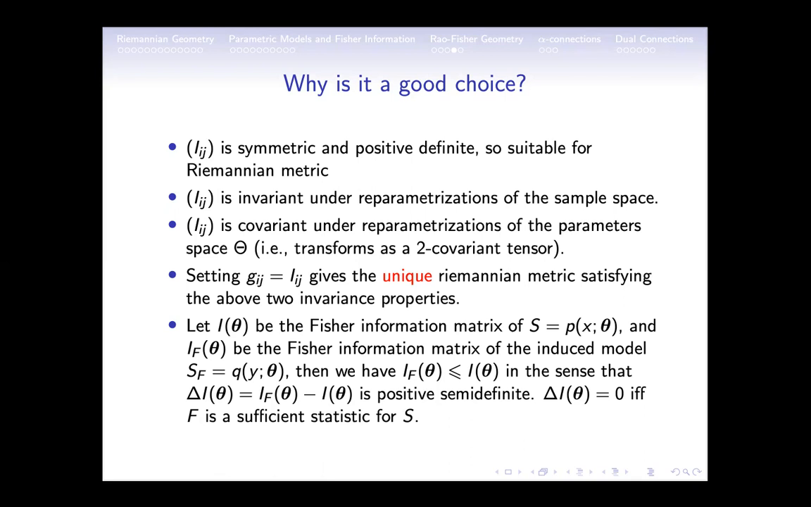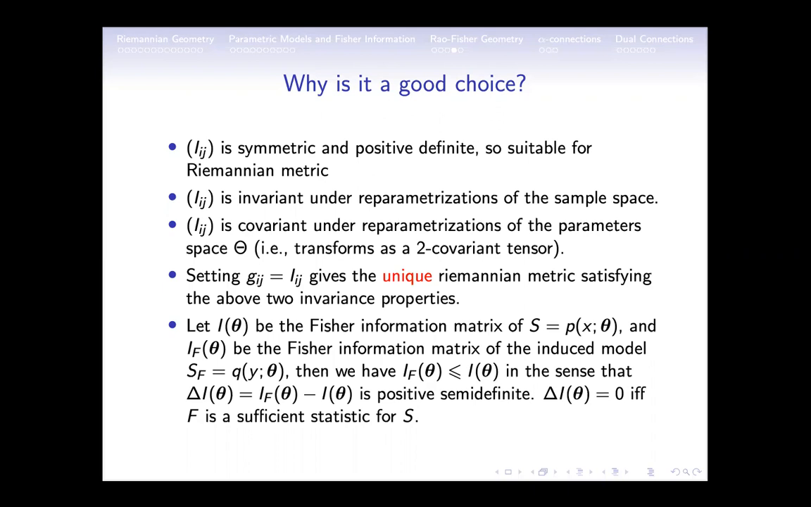If you take any induced model, the information matrix will be lesser than that of the original model, and the equality will hold if and only if F is a sufficient statistic for S. For those who are not comfortable with sufficient statistic, it's just when you take a function of the data, but you don't lose any of the information you need to estimate the parameter.